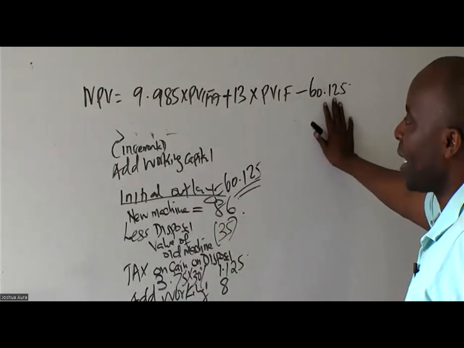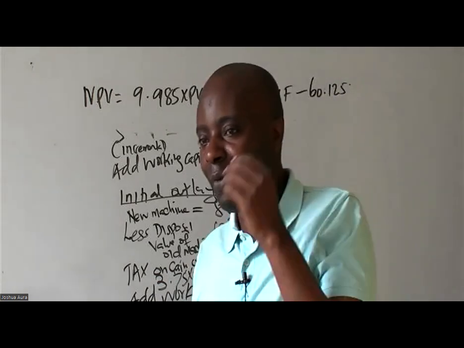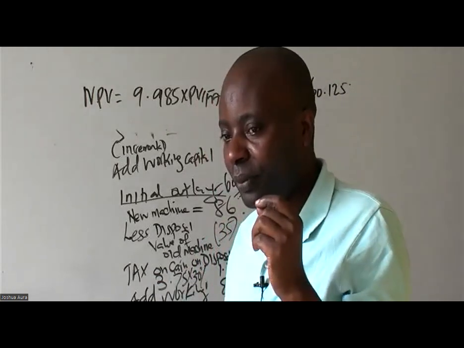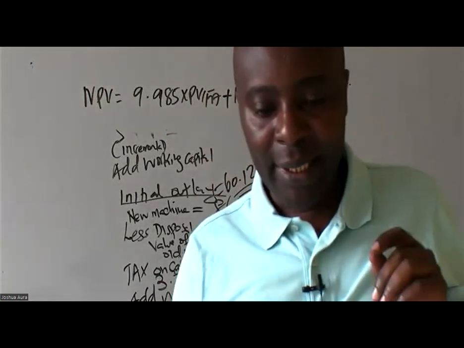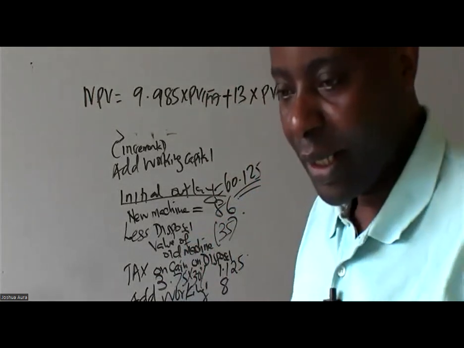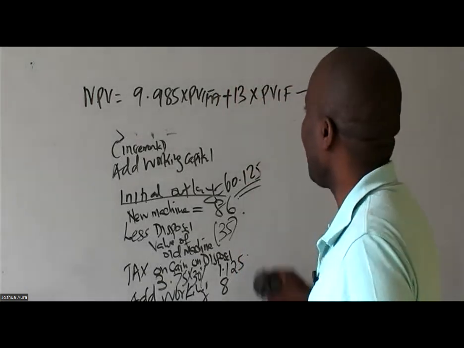The entire amount will be treated as an outlay, and that's why we are subtracting. Has the examiner given me the cost of capital? Yes, 12%, isn't it? 12%. Thank you so much.